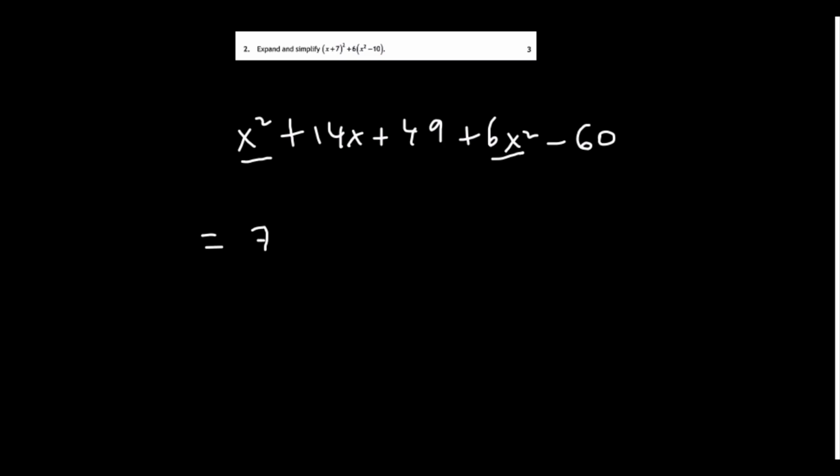Okay, question 2. Expand and simplify this expression. So the square would expand to give x squared plus 14x plus 49. And then the bracket would expand to give 6x squared minus 60. And then we just collect the like terms. So 7x squared plus 14x, and then 49 minus 60 is minus 11.